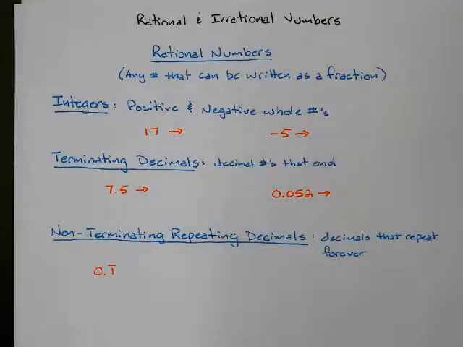All right, Advanced Math A, here we go. We have rational and irrational numbers. So we're going to be talking about real numbers, because there's such a thing as imaginary numbers. Real numbers are numbers that show up on the number line.